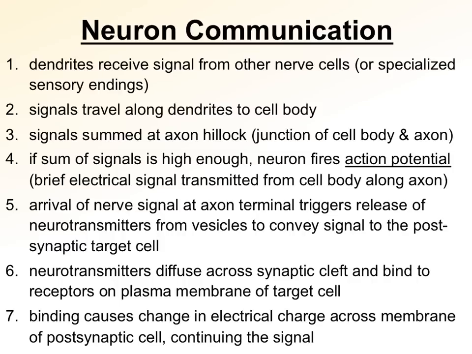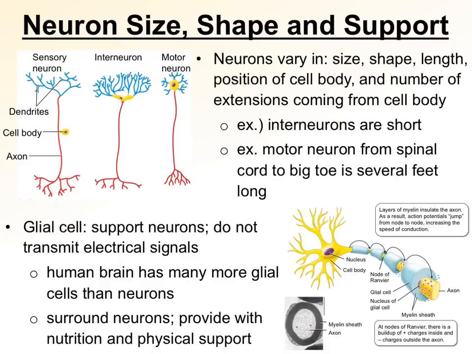So I'm not going to read through this all right now because we're going to go through this all very slowly, but I did write this all up so at least you had it written here for reference later on. So again, your neurons are going to vary in size. Some of this I already told you before. You have a very long motor neuron that goes from your spinal cord all the way to your big toe, which is several feet long. And then you have interneurons that are really short. So they can vary quite a bit.